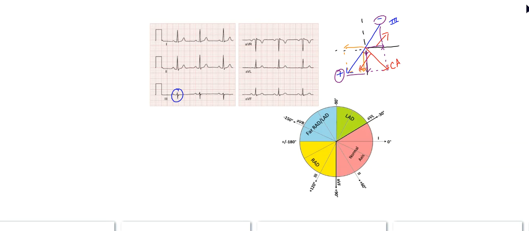So, what is perpendicular to lead 3? Looking down here, what's perpendicular? AVR, right? So now, we're going to look here. What does AVR show? Large negative deflection, which means the angle of the current flow as received by AVR is headed in which direction? Toward the positive electrode or the negative? If it's a negative deflection, it's going in which direction? Roughly what angle?